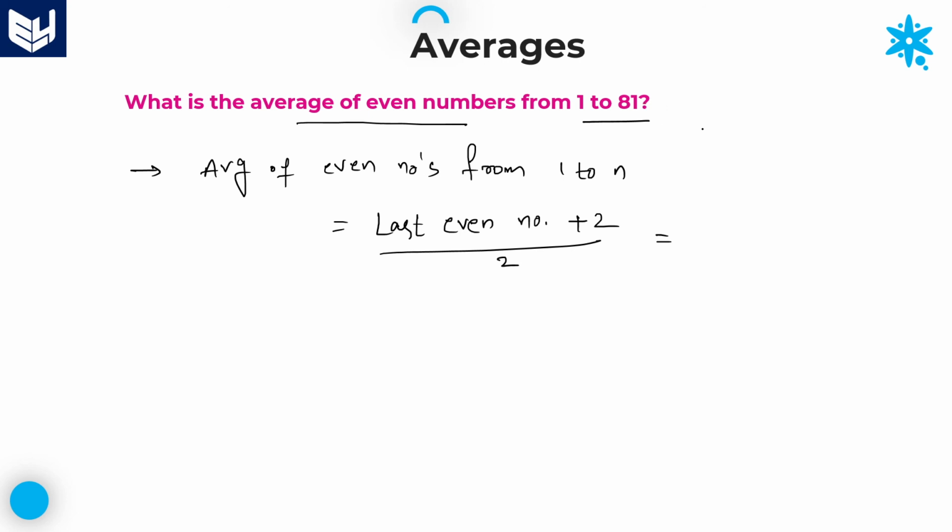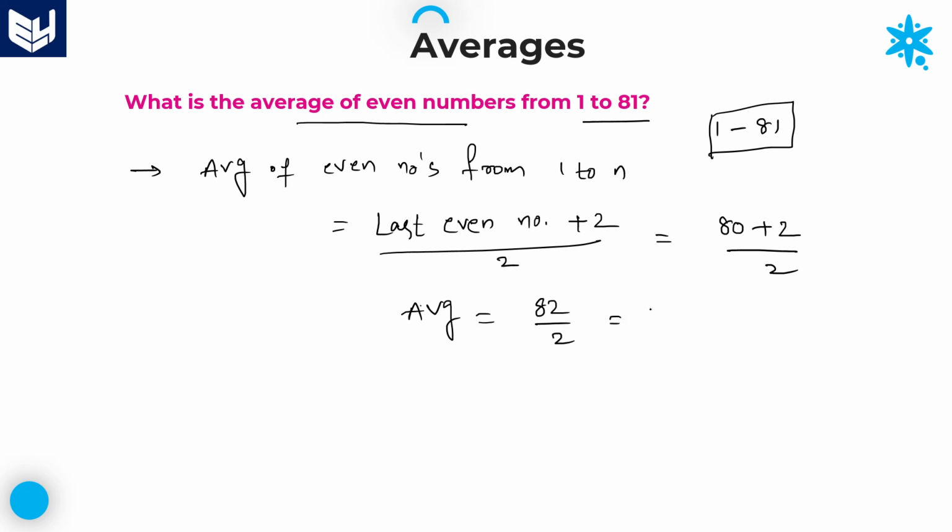According to the question, the numbers are given as 1 to 81. From 1 to 81, what is the last even number? 80 is the last even number. So the required average is 80 plus 2, which is 82, divided by 2, that is 41. 41 is the average of even numbers from 1 to 81. That is the required answer for this question.